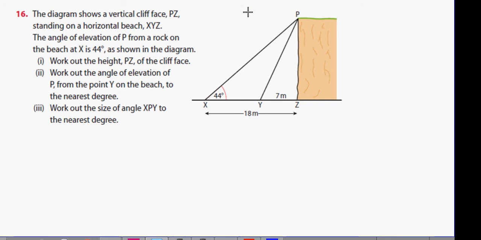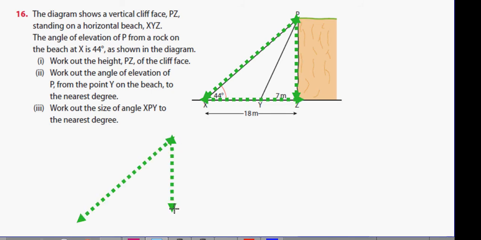So basically what we have here in a nutshell is a very large right angle triangle, as shown in green. This green triangle, when we draw it out, we're now going to put in our angles. We can have 44 degrees here. We know it's 18 over here, and we have to find out what the height is.